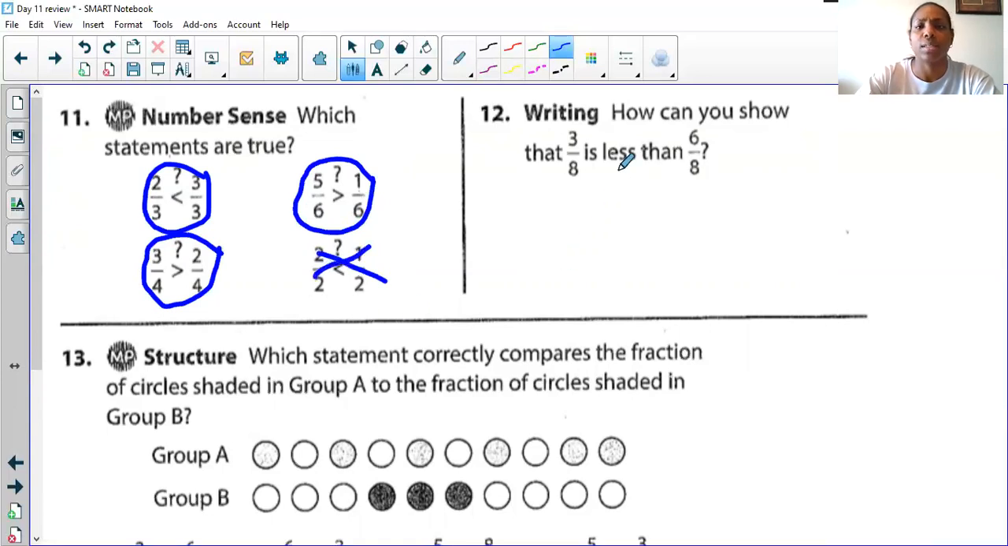Doesn't make any sense. So how can you show that 3/8 is less than 6/8? So at this time, I want you to go ahead, pause the video, and write your answer with everything we've just been practicing. How can you show that 3/8 is less than 6/8? Go ahead, pause the video. I'll be right here when you get back.